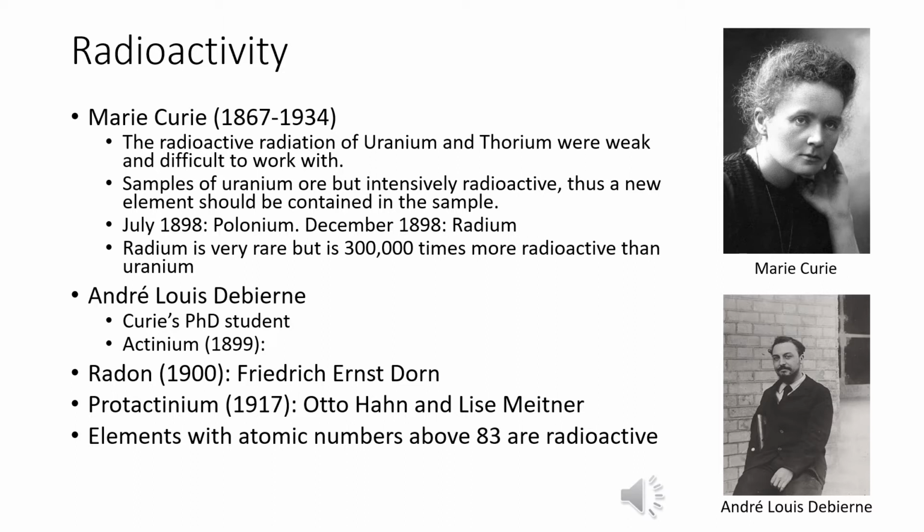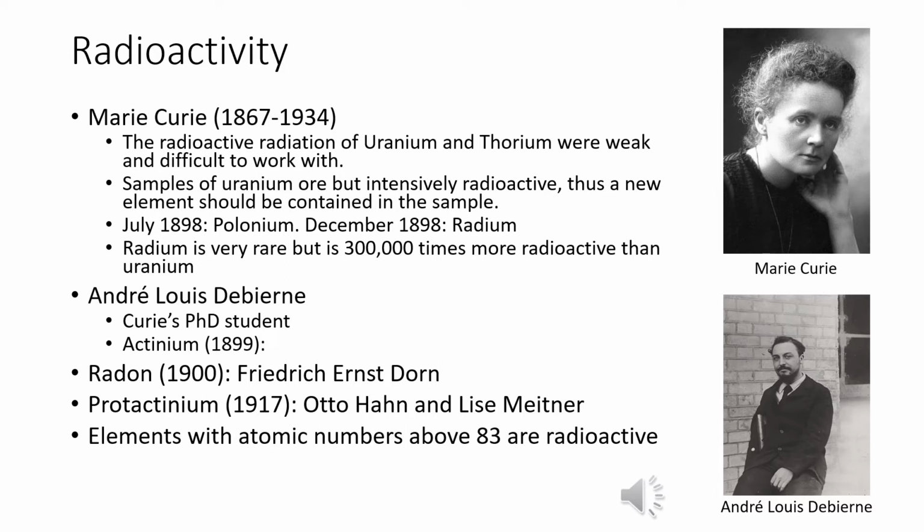It was then that in 1889 she discovers polonium in July, and in December of the same year they discover radium. Radium is a very rare element, but it is 300,000 times more radioactive than uranium. And with this, the use and experimentation with radioactivity became much more easily available.